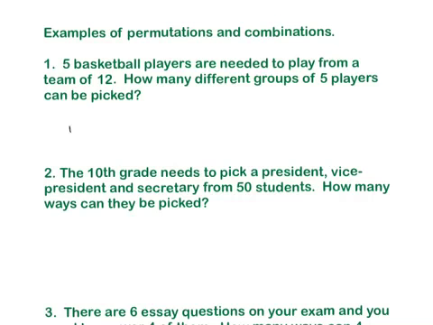So I'm going to have 12 total players, and I'm going to take the combination of them 5 at a time. So I have 12 choose 5, or the combination of 12 things taken 5 at a time. And I can either use my formula, or I can just use the calculator, which is what I'm going to do at this point. And I get 792 different combinations of taking 5 basketball players from a team of 12.